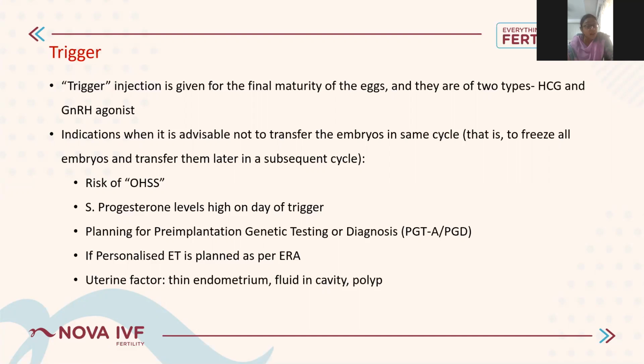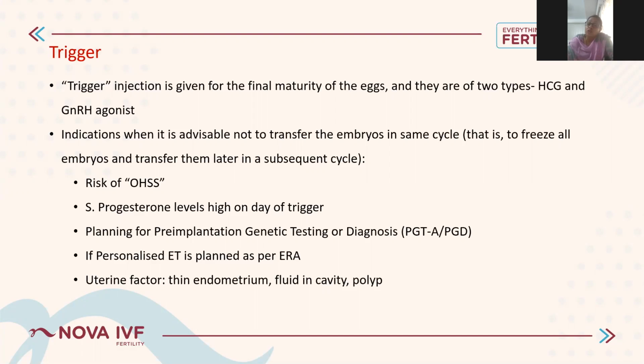If your hormones are going haywire, like if the progesterone is more than 1.5, or if we have to do additional procedures like PGT or ERA, these are usually done when there is recurrent IVF failures or recurrent abortions, then we go for these kind of advanced procedures.